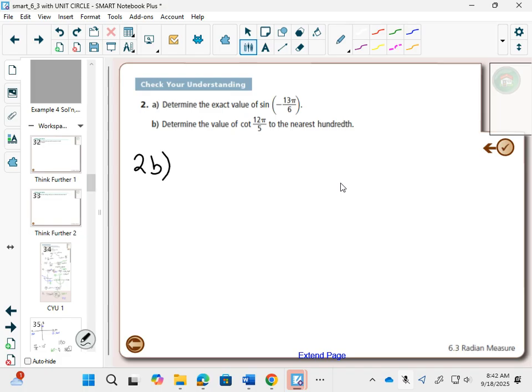Going to leave 2A until after we've done our big unit circle activity on everything that we're going to have to do without our calculator. But 2B would be a calculator question.